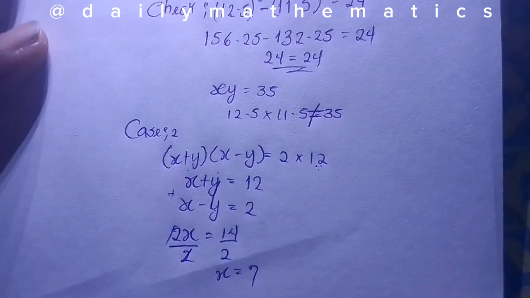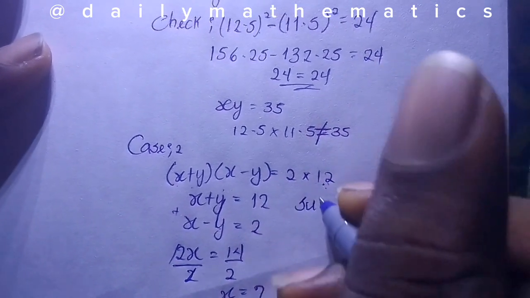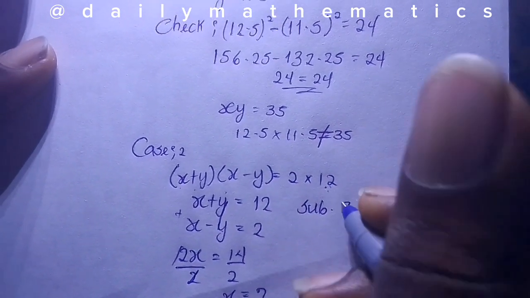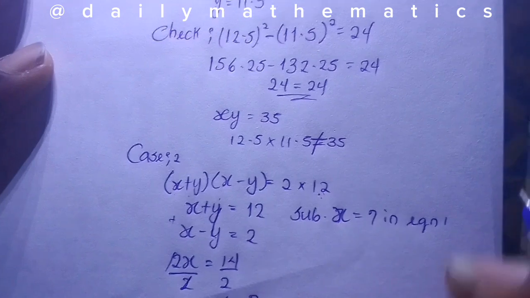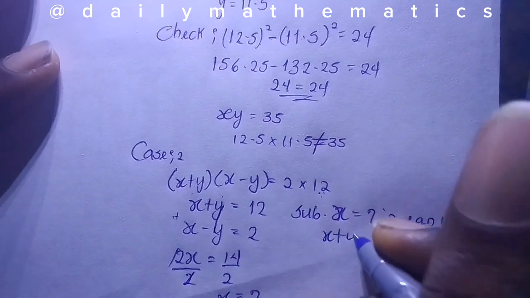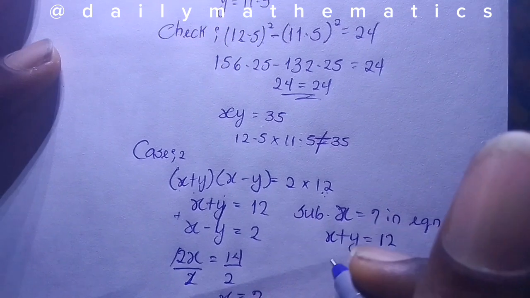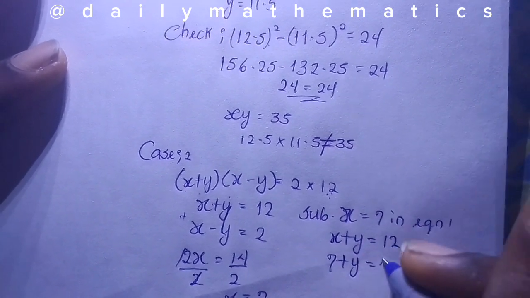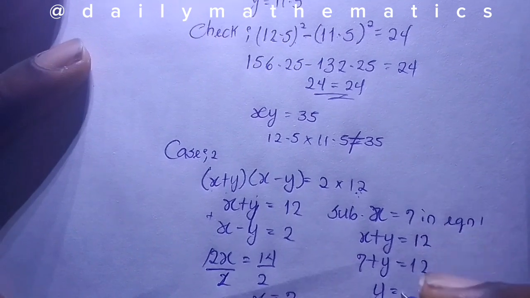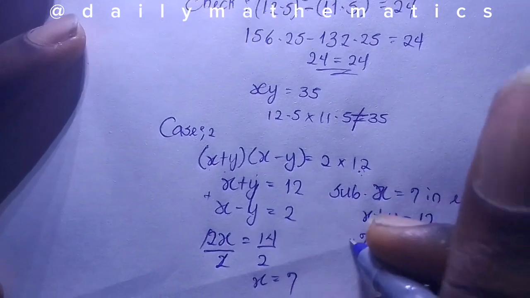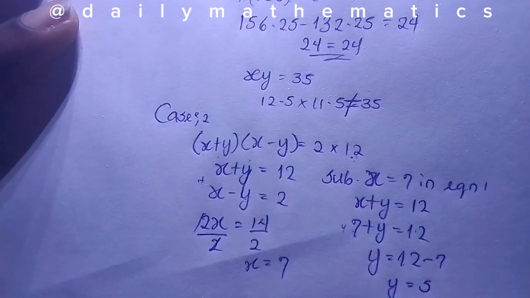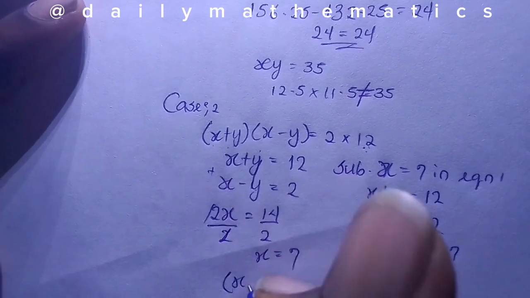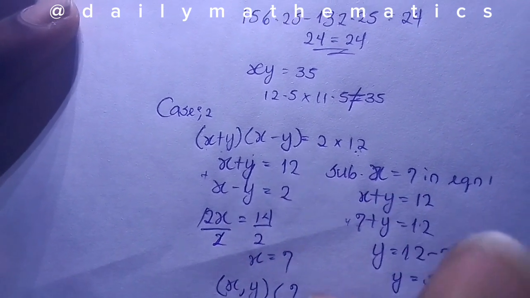So let's substitute x equals 7 in equation 1. Equation 1 says x plus y equals 12. So let's put 7: 7 plus y equals 12. y equals 12 minus 7. When 7 crosses, it becomes minus 7. y equals 5. So for the other one, we have x is 7, y is 5.